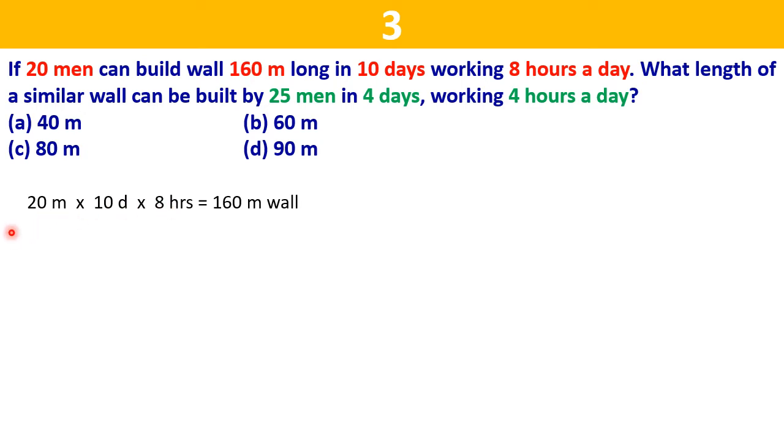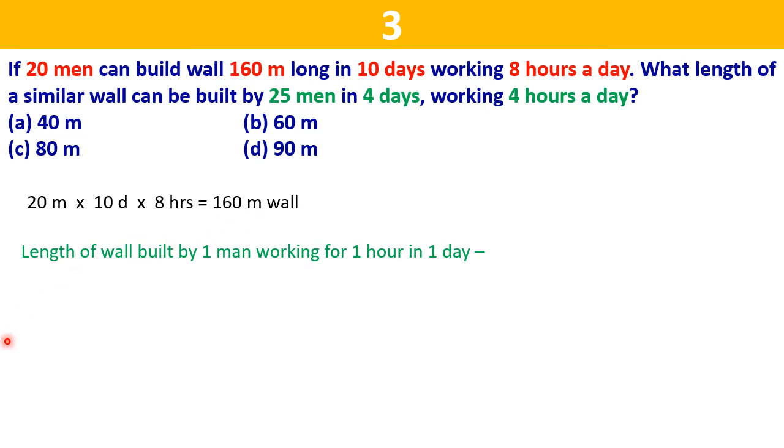Now what length of wall can be constructed if there is only one man working for 1 day and for 1 hour? For that, we should bring down this 20, 10 and 8 below 160 in the denominator, and that is equal to 1/10 meter of wall. So one man working for 1 day and that too for 1 hour can construct 1/10 meter of wall. Now the question is, what length of the similar wall can be built by 25 men in 4 days and in 4 hours? So now it is very simple.